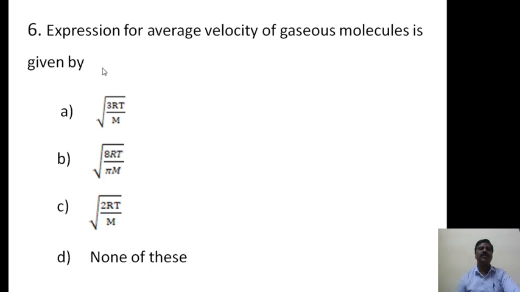Then the sixth question: the expression for average velocity of gaseous molecules is given by. First option, square root of 3RT divided by m, square root of 8RT divided by pi m, and square root of 2RT divided by m, and D option is none of these. Select the correct option. I will give 10 seconds.